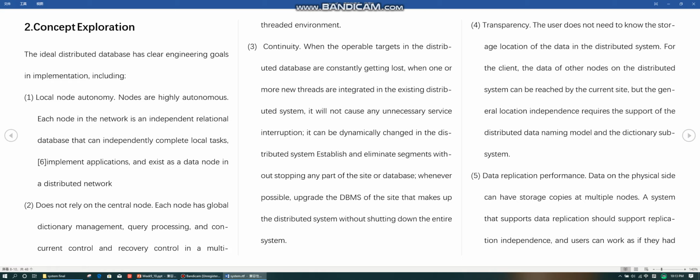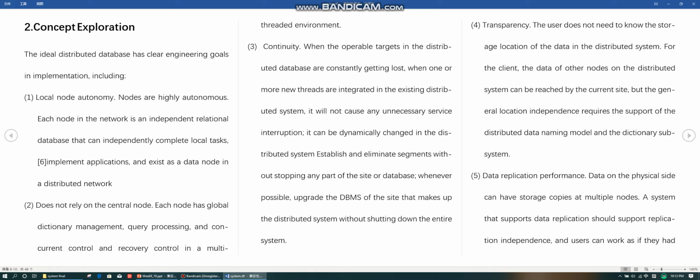But it also has high autonomy, so you can easily access its nearby nodes to achieve a complicated task. So most of the tasks can be achieved at a local node and nearby nodes. It also doesn't rely on the central node.